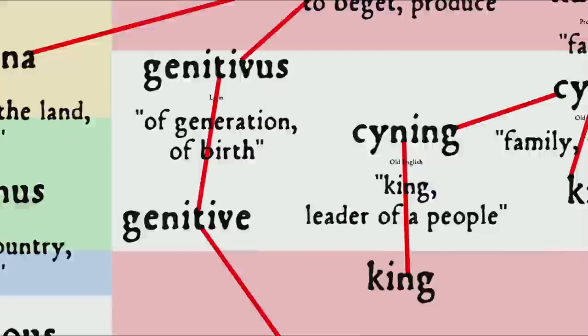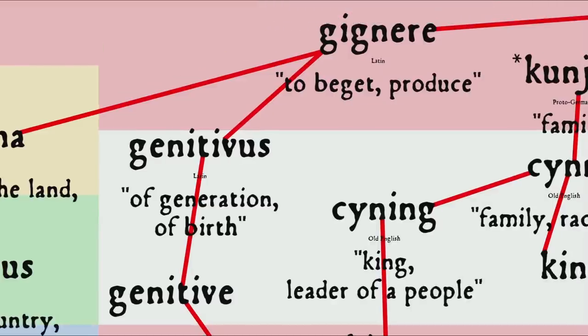The word genitive too is connected to our story, as, you guessed it, the word genitive comes from that same root as nation, from Latin genitivus, of generation, of birth, from genitus, the past participle of gignere, to produce, give birth to, ultimately from the PIE root *gene.